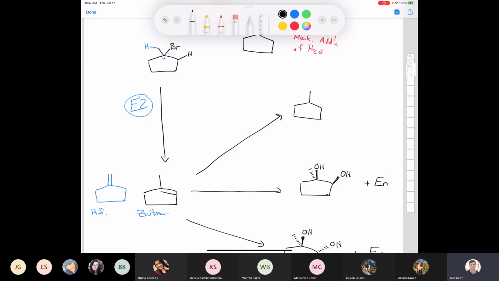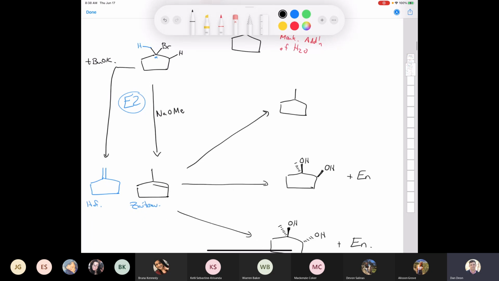We're going to use an unhindered base, like sodium ethoxide, or it could be sodium methoxide. We could write either one like that. And if you wanted to make the Hofmann product, you would use a hindered base like potassium t-butoxide. All right.